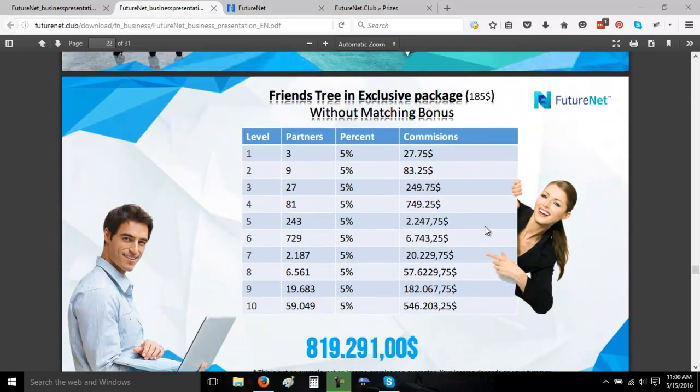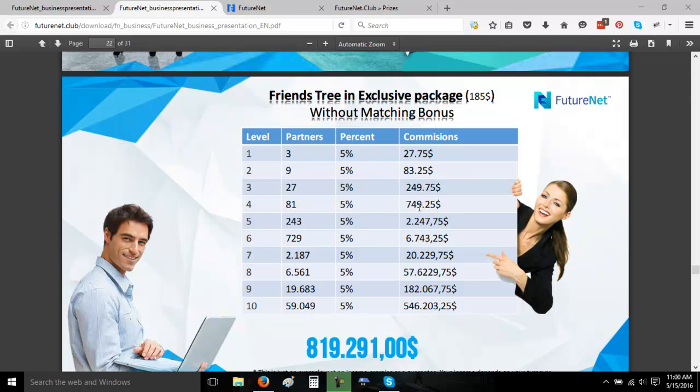Okay, this right here shows another way of looking at this. This is a Friends Tree package, and this is without the matching bonus, as far as how this works. So on level 1, you have 3 partners, which means, of course, people that upgrade at the $10 level is what that is. You'll get 5%, and that comes out to $27.75. Level 2, 9 partners, 5%, $83.25 is what you can make off of that. Level 3, you can make $249.75.